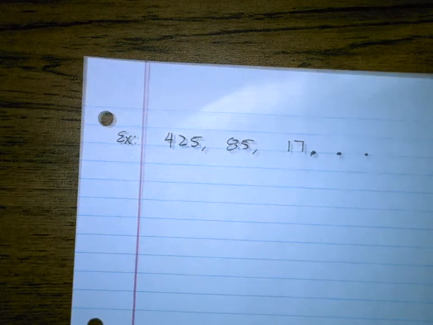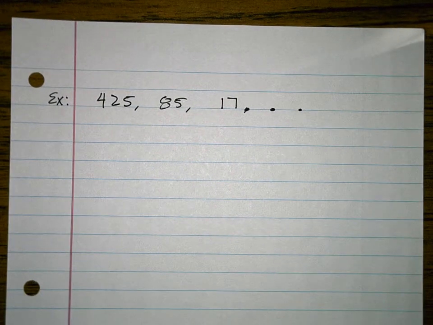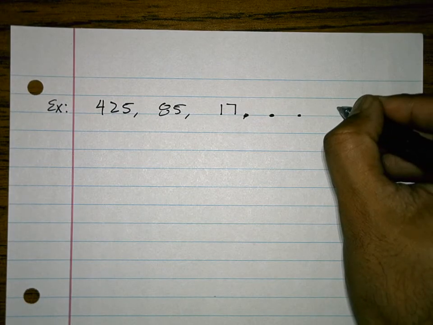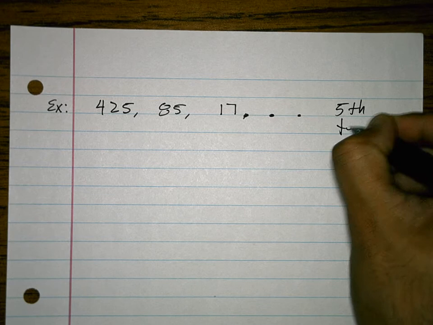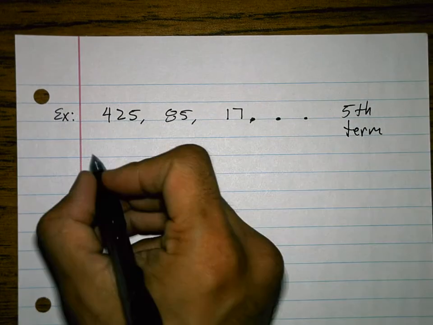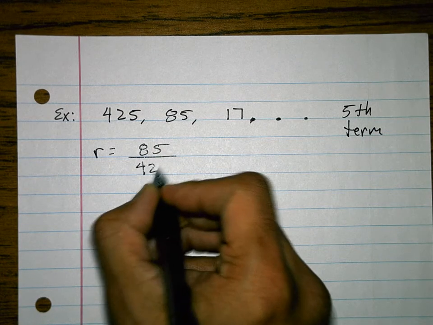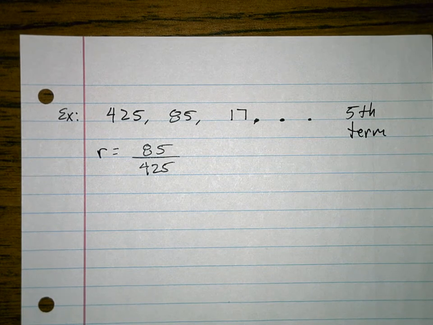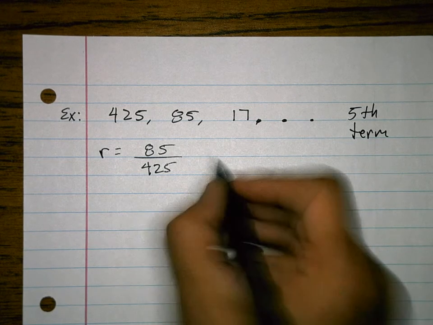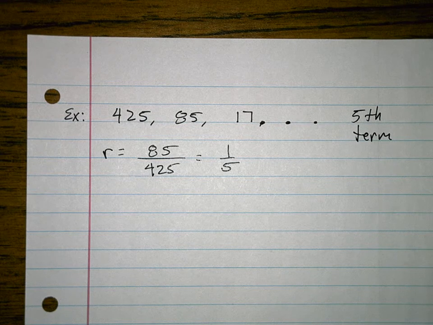So we're going to do the same thing here. We're just going to find the explicit formula actually, and then when we're done we're going to find the fifth term. Okay, and we're going to find the fifth term. So first things first, I'm going to find my common ratio, and that's the right one over that one, and that's going to be 1/5. So r equals 1/5 after I reduce it. Okay, so that's my common ratio.